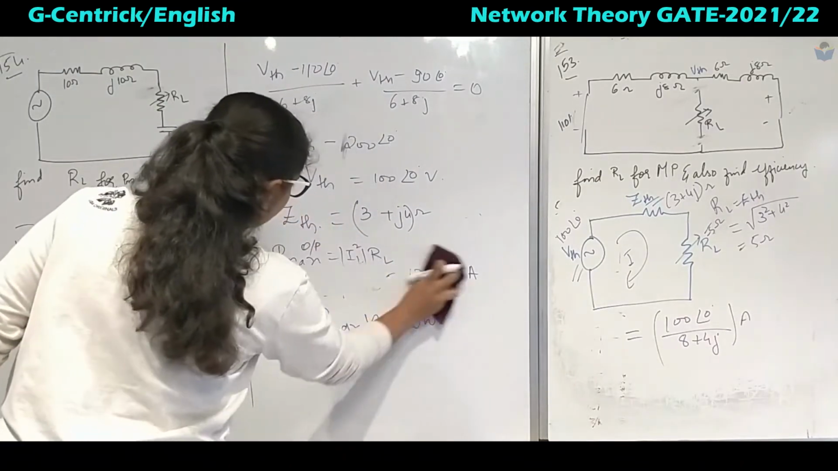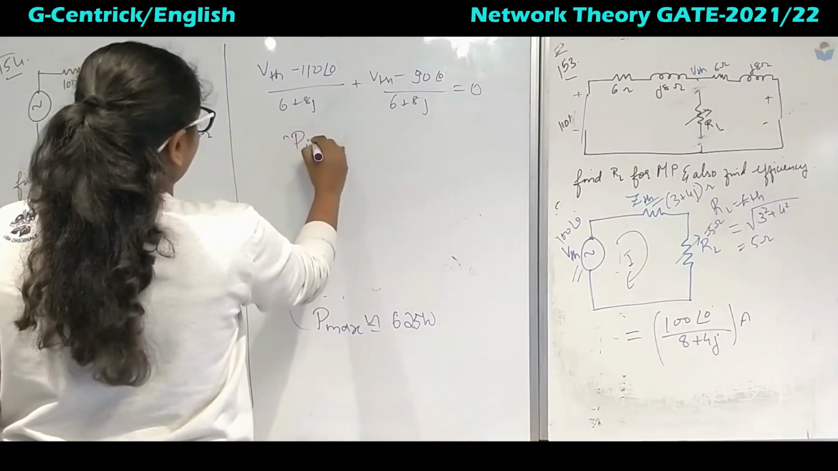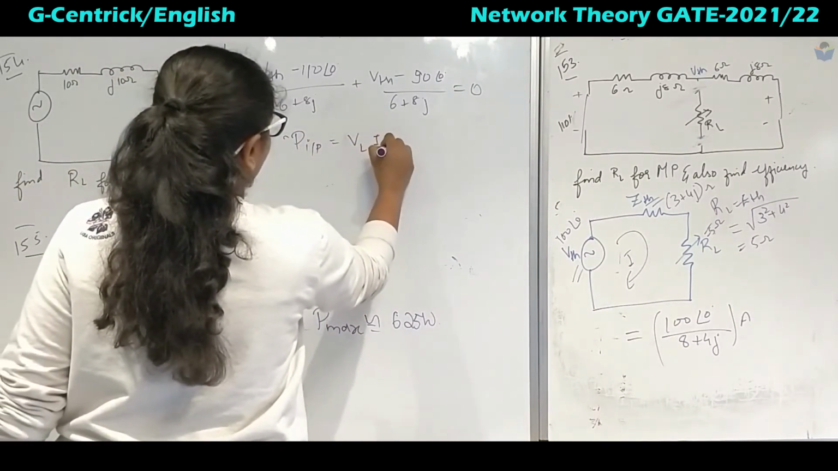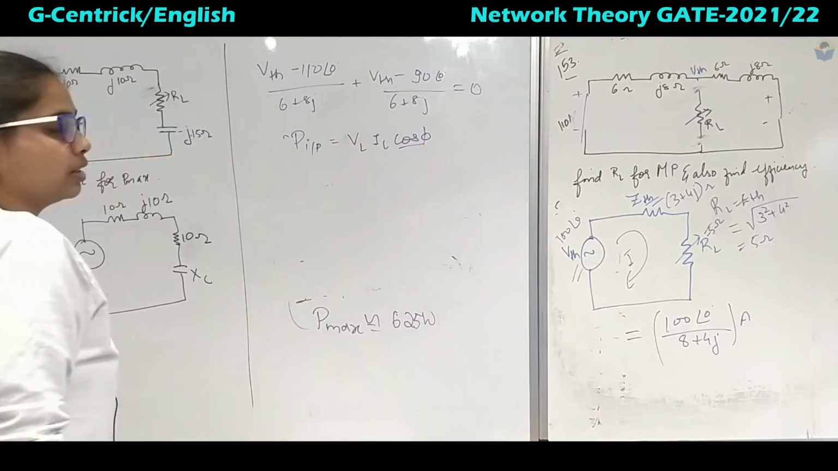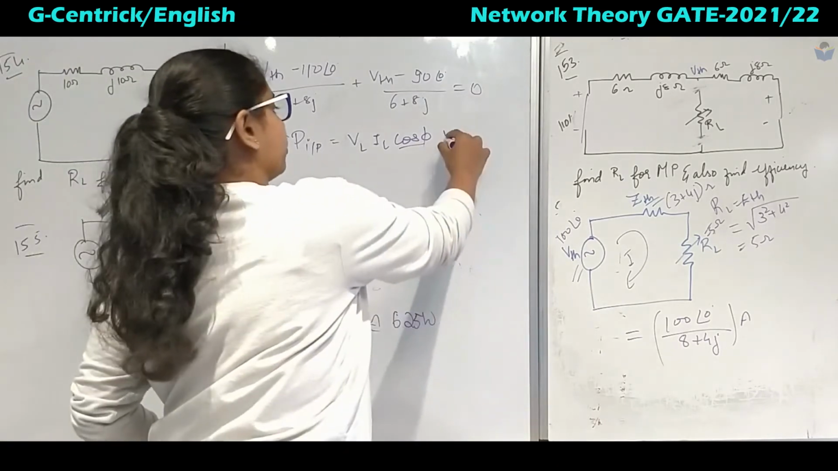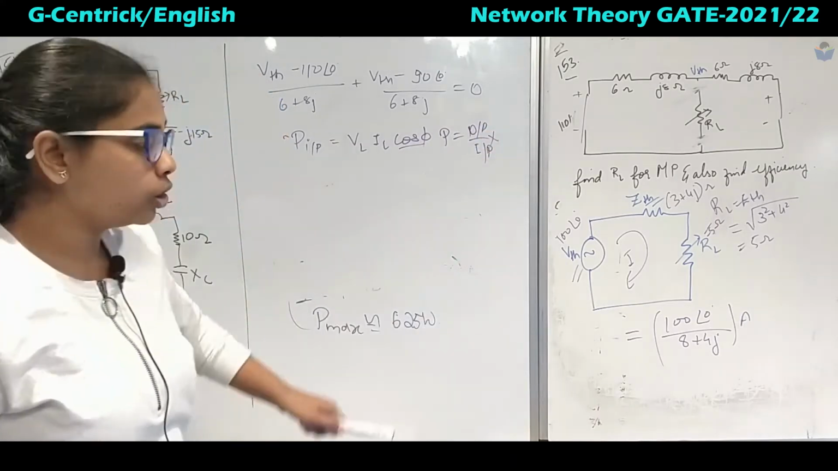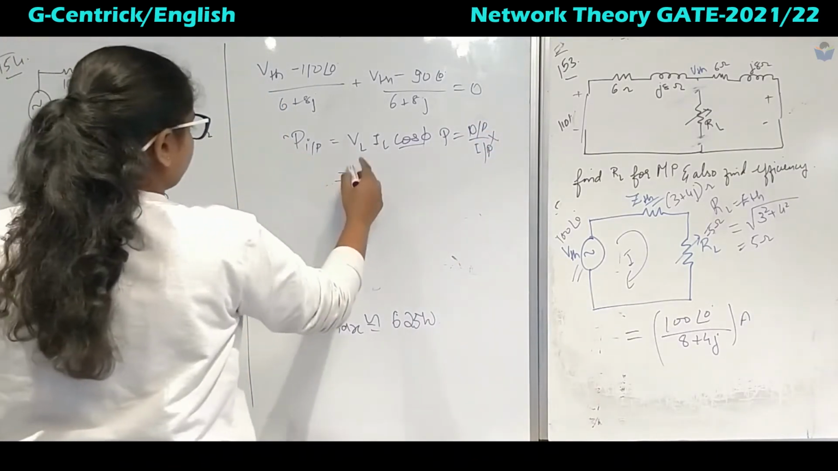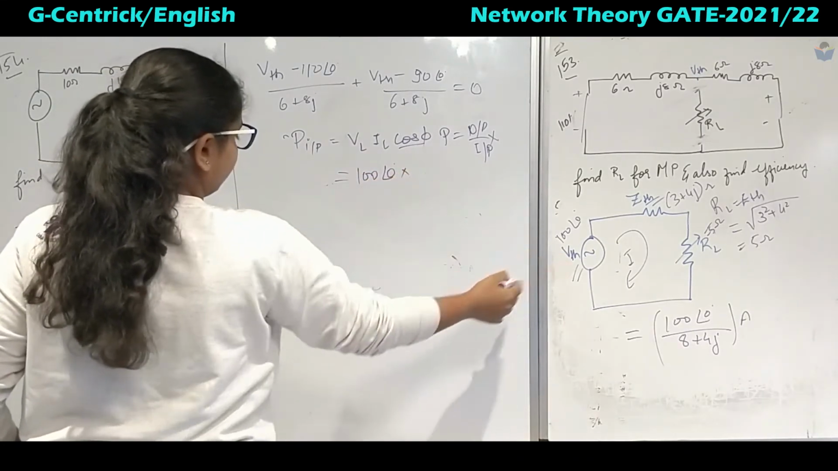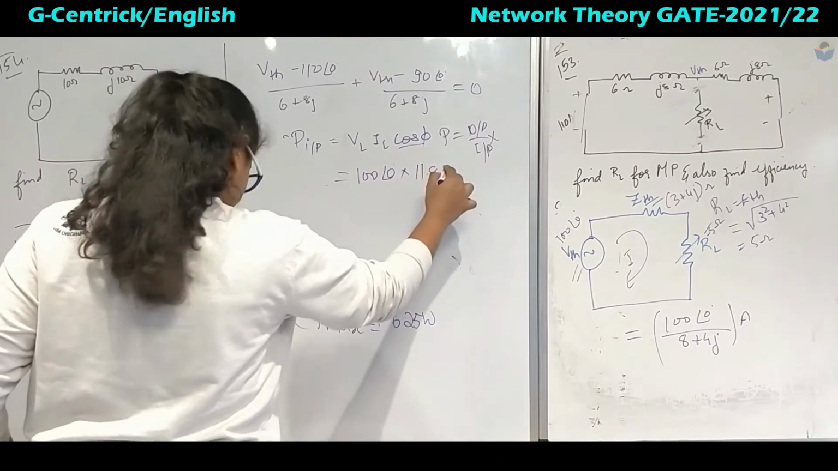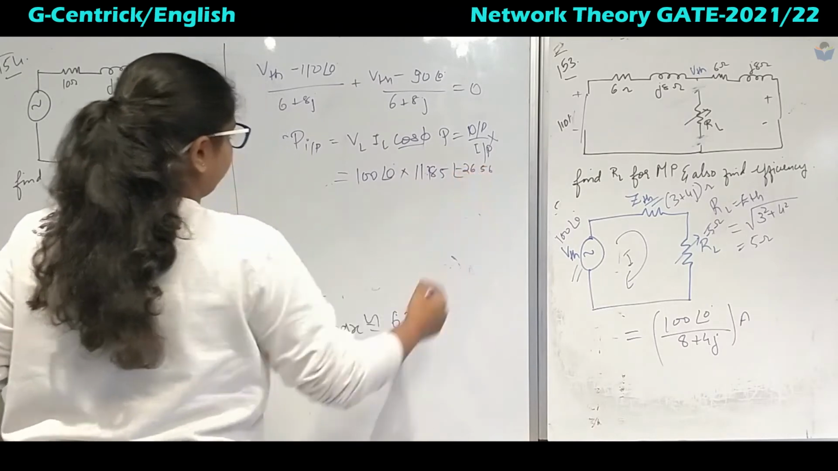So what is input power? P input will be equal to VL into IL cos phi. Since we have cos phi here, this is an AC analysis, so do not use the formula of output power by input power. That will be wrong. Use this formula. Here VL is 100 angle 0 degree, into IL, which is 11.185 angle minus 26.56.